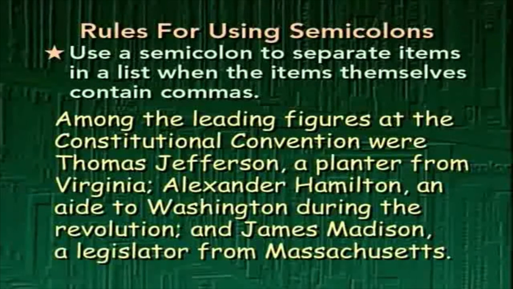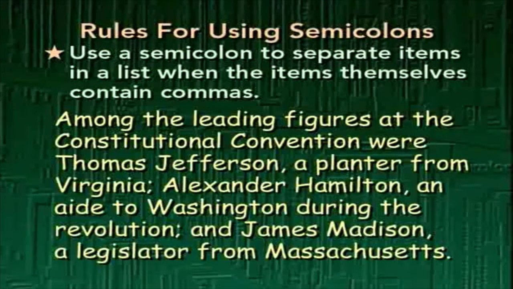Among the leading figures at the Constitutional Convention were Thomas Jefferson, a planter from Virginia; Alexander Hamilton, an aide to Washington during the Revolution; and James Madison, a legislator from Massachusetts. Now, this is a long and fairly complicated sentence, but the key to understanding it is to realize that it is built around a list of three different people: Thomas Jefferson, Alexander Hamilton, and James Madison. And each of those three people is described using a kind of modifying or explanatory phrase, which, for clarity's sake, has been separated off by a comma.